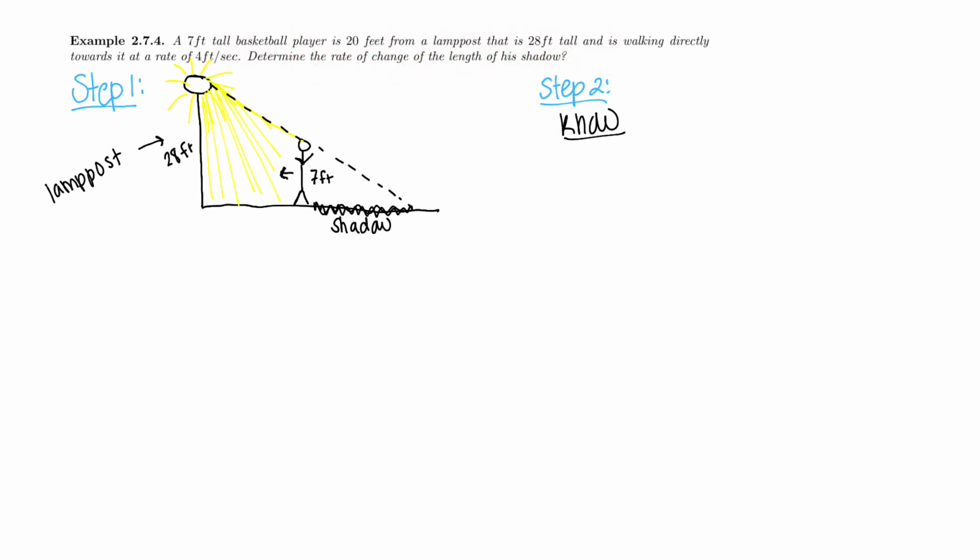So clearly we have to label his shadow. I'm going to call his shadow y, and you'll see why I'm doing that in a second. I'm going to call a different distance x. So his shadow is y, and we can figure out the change of length of a shadow by finding dy/dt. That's in fact what we want. dy/dt is the rate of change of his shadow.